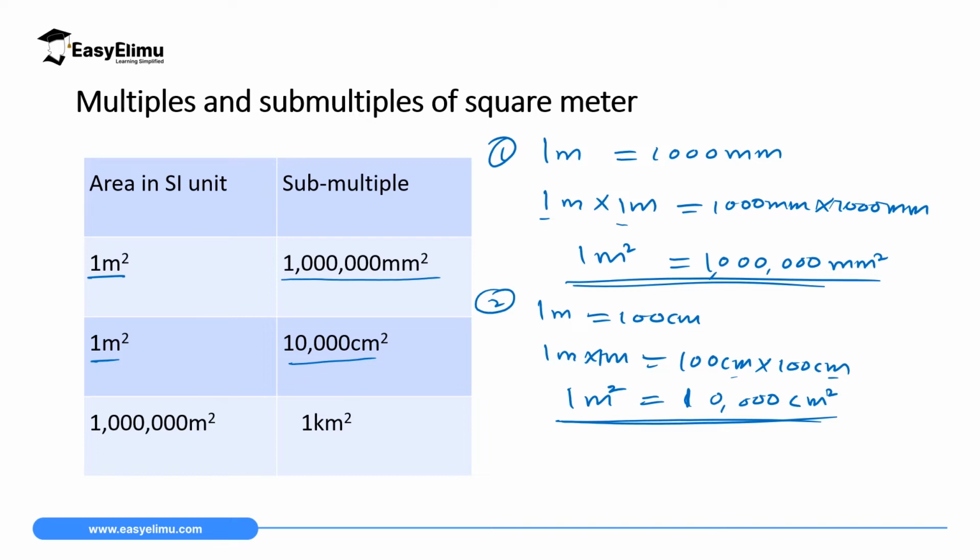Now what I want you to do is go and find out if 1 million square meters is the same as 1 square kilometer.